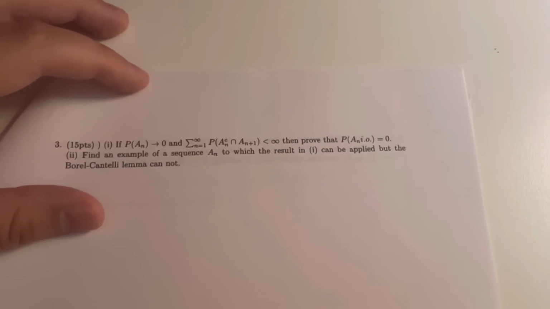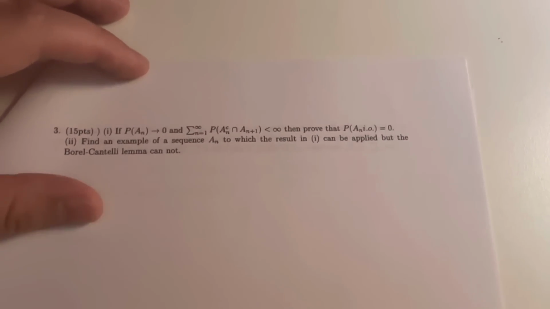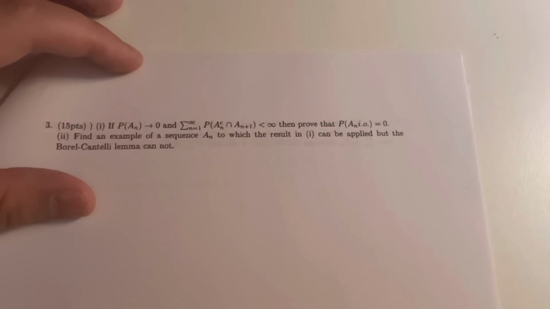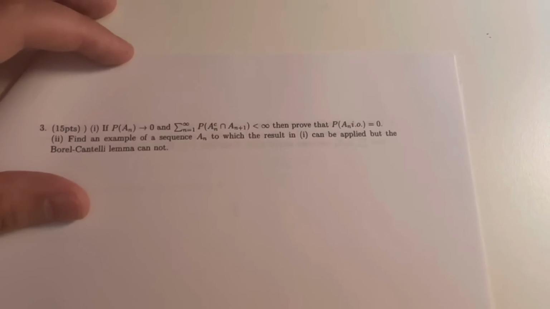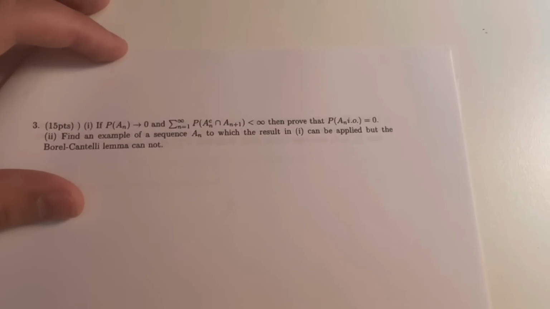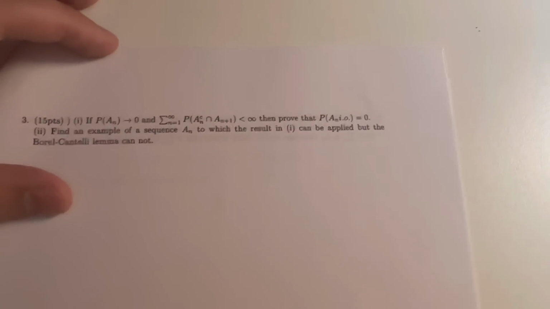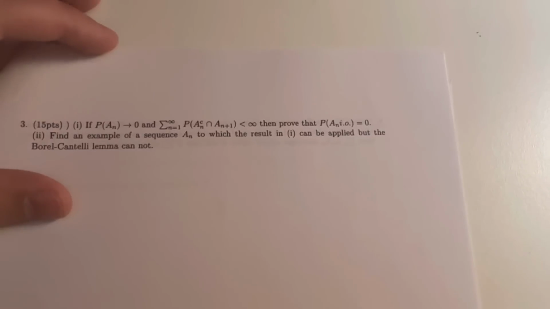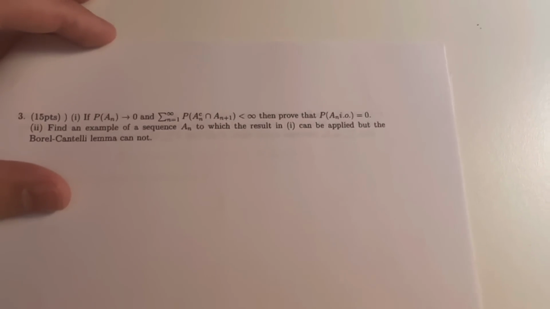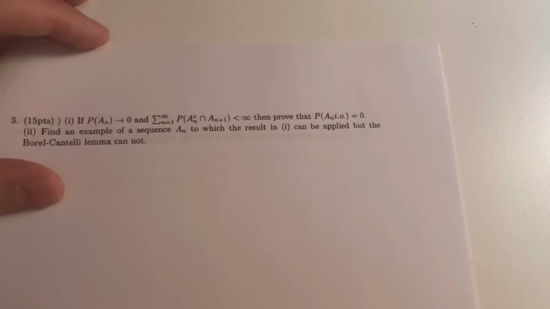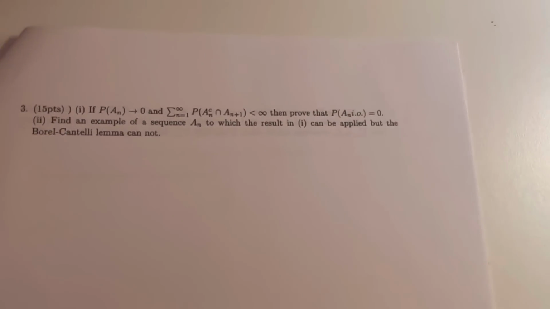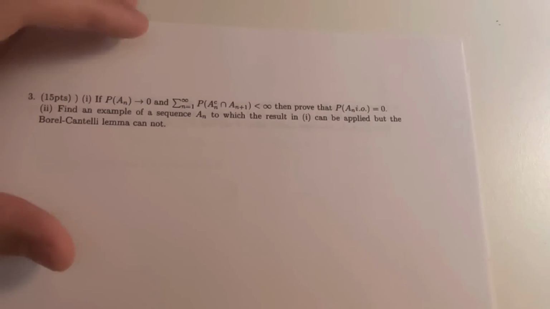If the probability of A_n tends to 0, and the sum of the probability of A_n complement intersect A_{n+1} is finite, then prove that the probability of A_n infinitely often is equal to 0. So I believe they've just creatively rewritten the Borel-Cantelli lemma, which is my favorite lemma, my favorite theorem, so I'm pretty sure I can prove this.